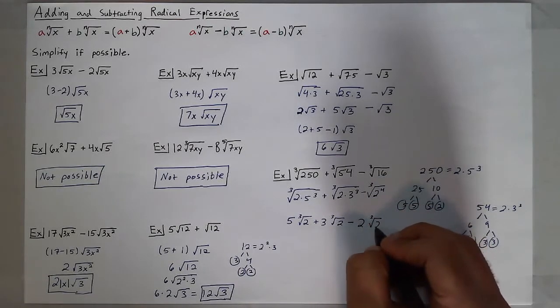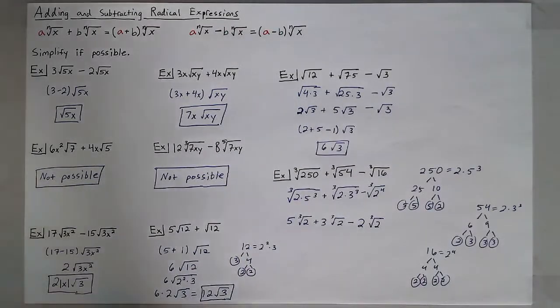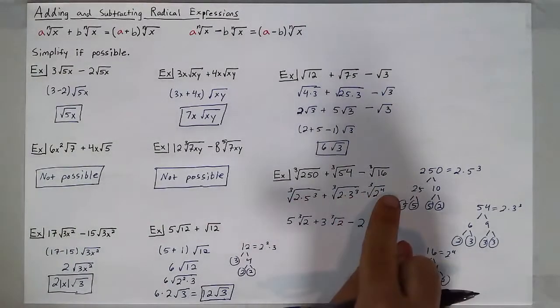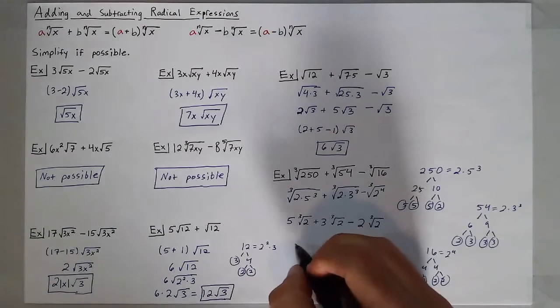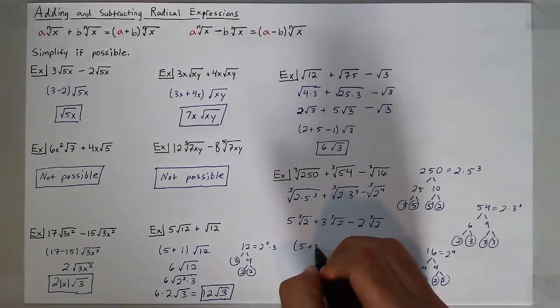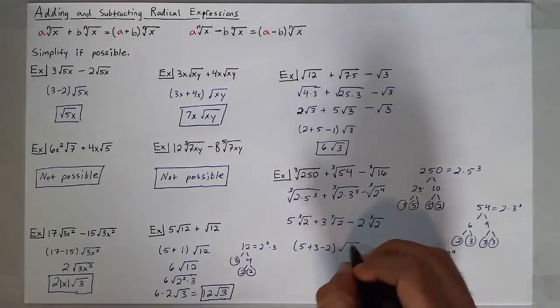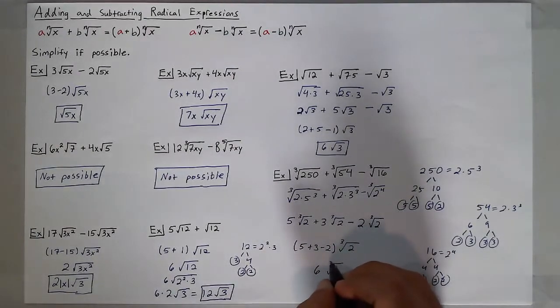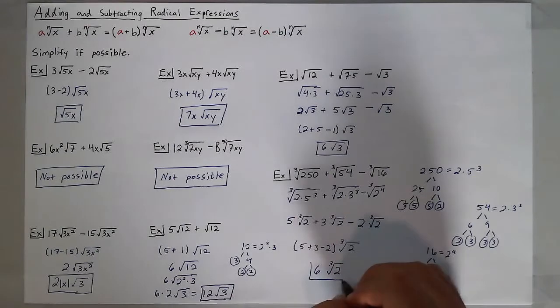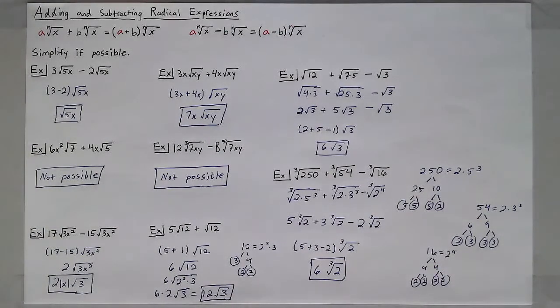But now that I've simplified all of these radicals, now that I see that all the radicands match, I can combine them into one. So 5 plus 3 minus 2 cube roots of 2. So that's 8 minus 2, which is 6 cube roots of 2. And that is how you add and subtract radical expressions.